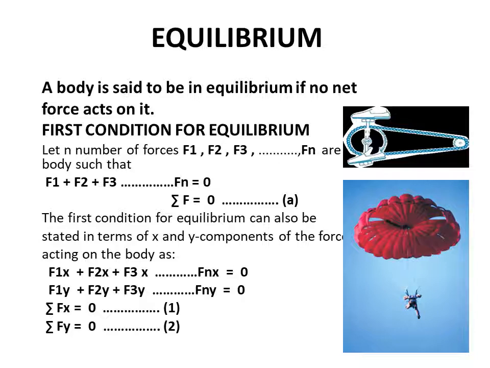A parachuter coming downward with a terminal velocity is in equilibrium.